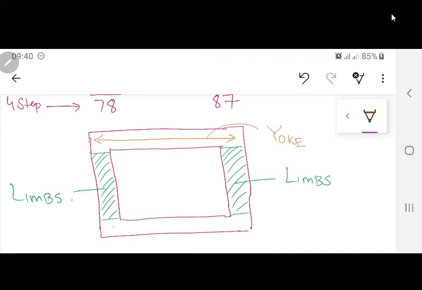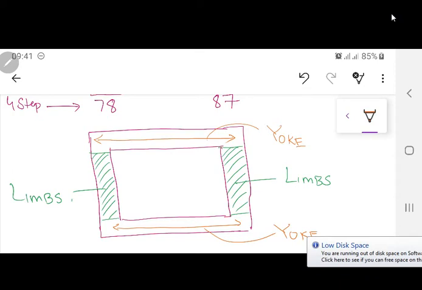Now, yoke is a term which you have used in your DC machines or AC machines. The yoke definition is very simple: that portion of the magnetic material that is completing the flux path. This yoke is completing the flux path. Now, traditionally I always ask this question in machines as well.